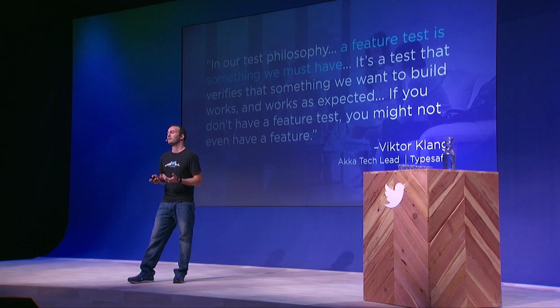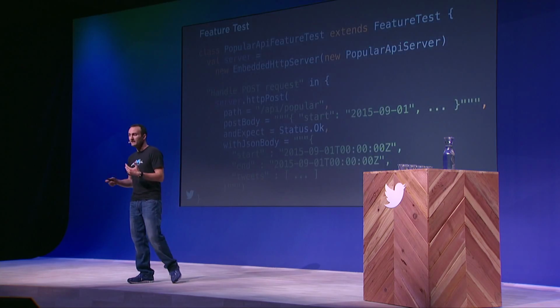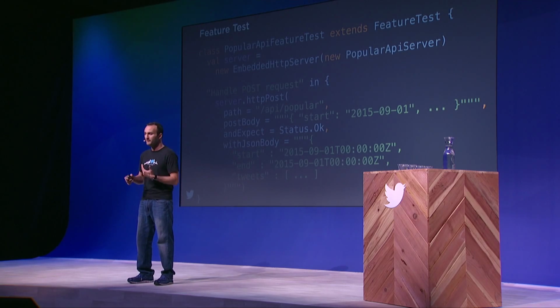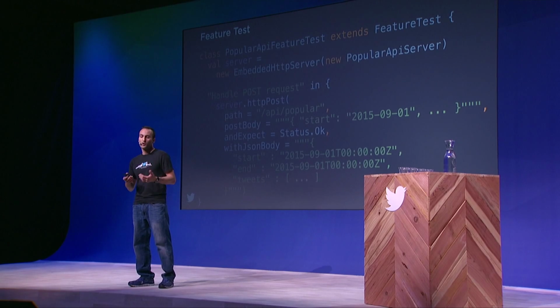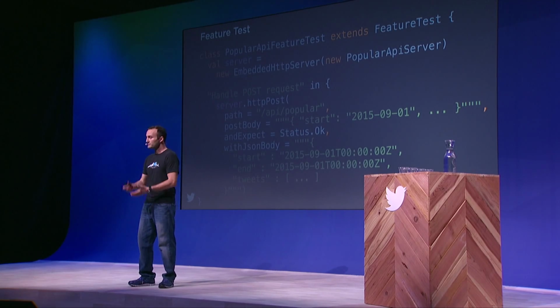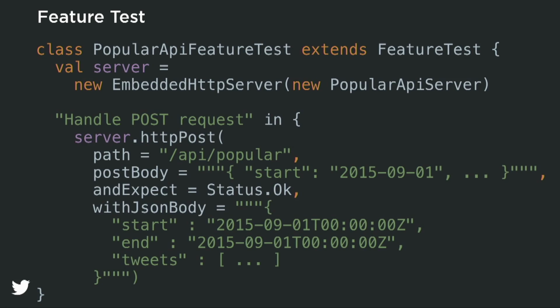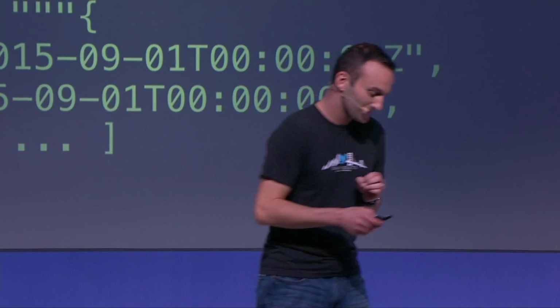So now you may be wondering, what does this feature test look like? And on screen, you could see one. So in this example, we're creating a feature test for an HTTP service. So we'll use an embedded HTTP server to wrap our server, in this case, a popular API server. In the test, we'll then call the HTTP post method, specify the path, the post body, specify we expect an OK to be returned, and then inline the JSON body that we expect. It's that simple.